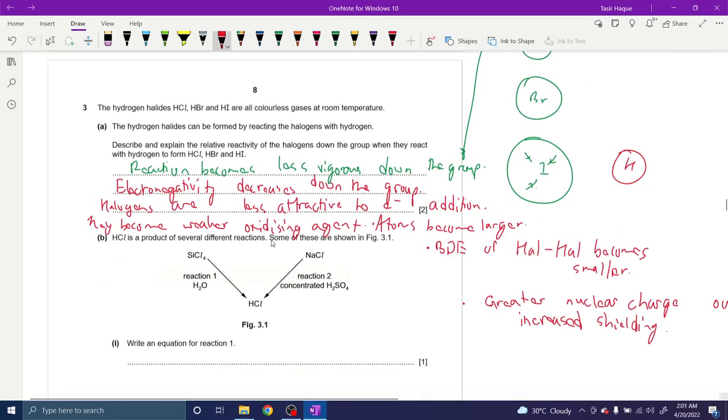HCl is a product of several different reactions. Write an equation for reaction 1. SiCl4 plus H2O gives SiO2 plus 4HCl. So we need a 2 here.